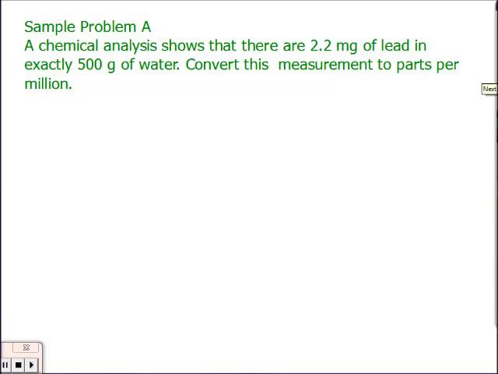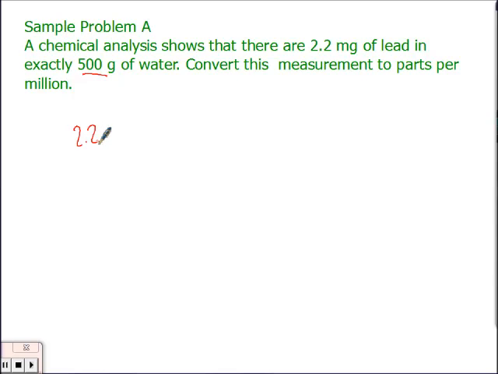So here's a problem. If I have a chemical analysis showing there's 2.2 milligrams of lead in 500 grams of water. Lead's not a good thing. It's a contaminant. It's a pollutant. It's hazardous. We want to keep that out of your water. But let's say that we found some in there. I want this measurement in parts per million, because that's how scientists talk about things. If they're trying to talk about this sample from the lake or from the river, from the drinking water, they want to talk about it as parts per million, not as milligrams of lead, because that depended on how much water I used. We want to make it more of a ratio that doesn't depend on the amount you start with.